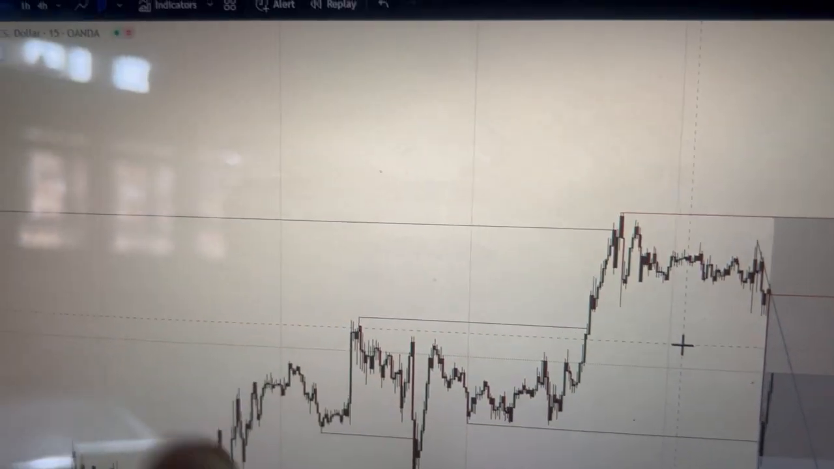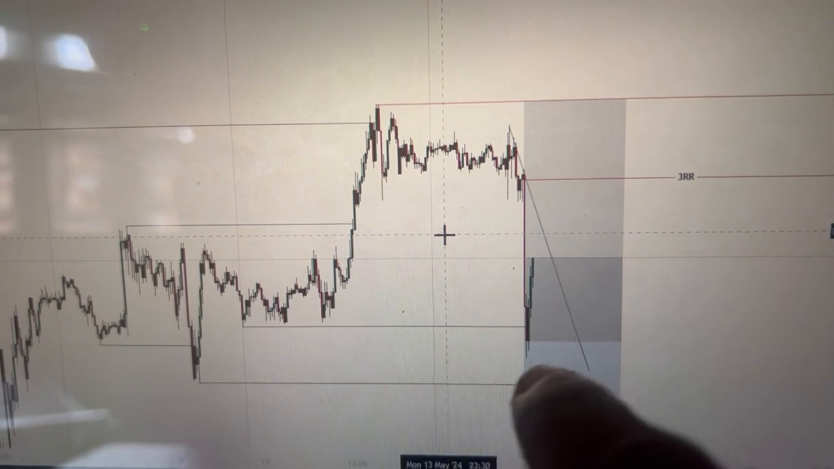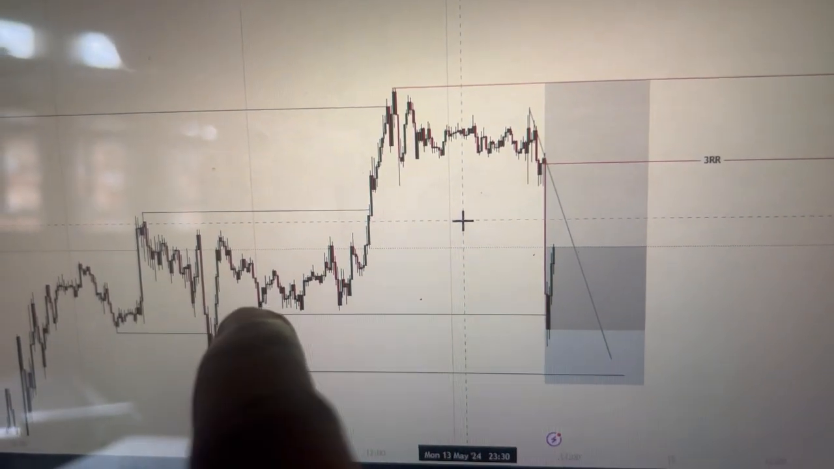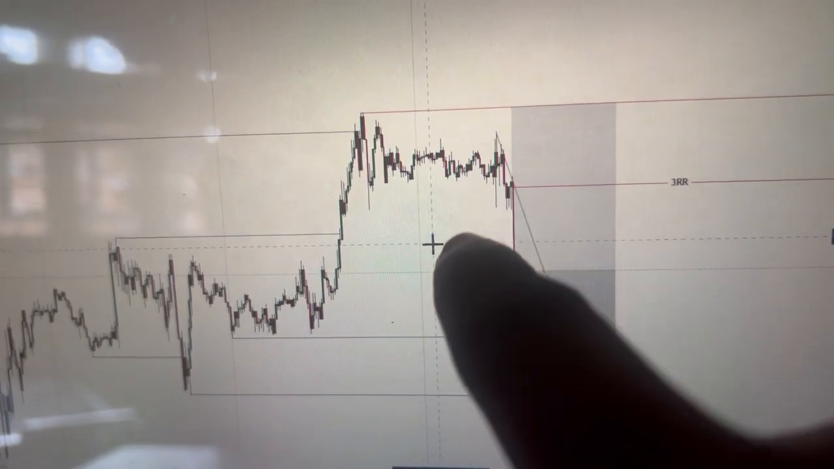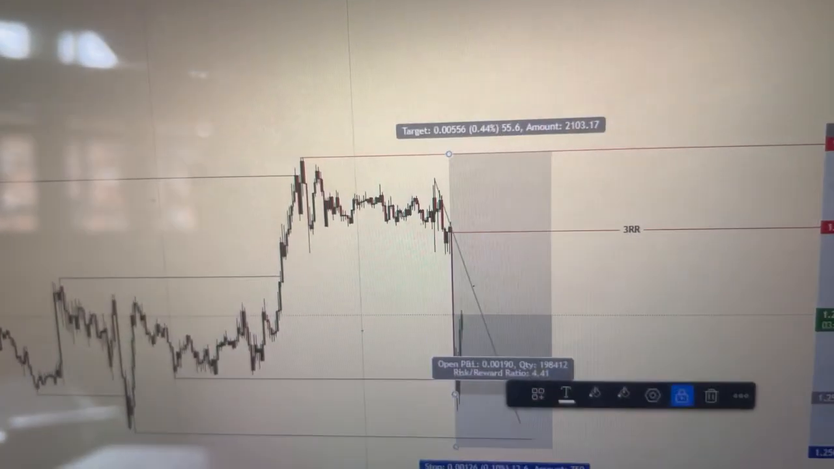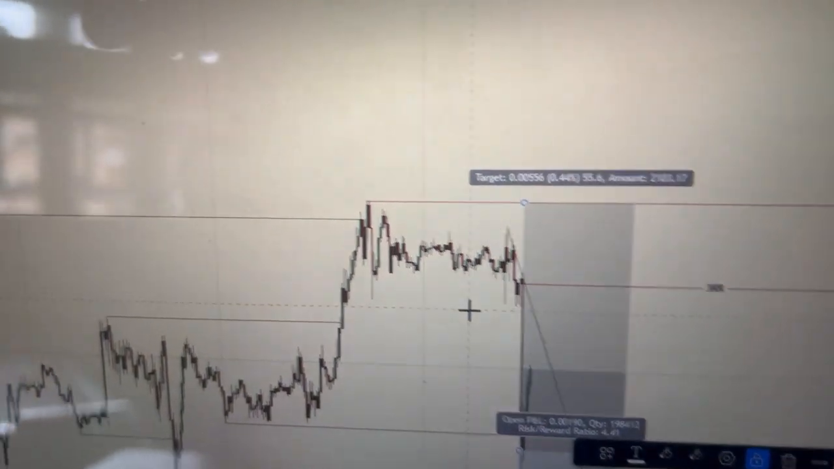All right, guys, this is the GBP USD. I'm in on this buy from this point. After price cleared this liquidity here, I'm in on this buy, targeting 3R and final TP at 4R.